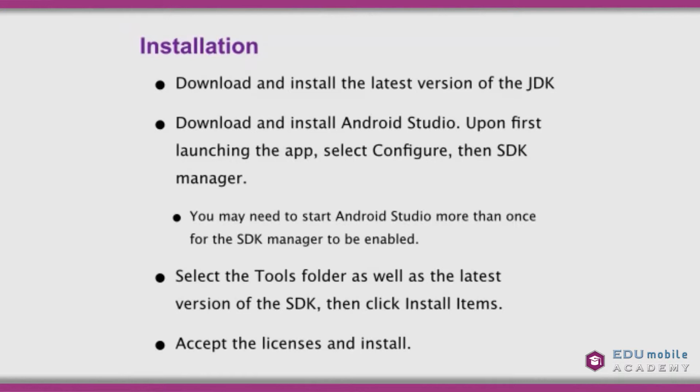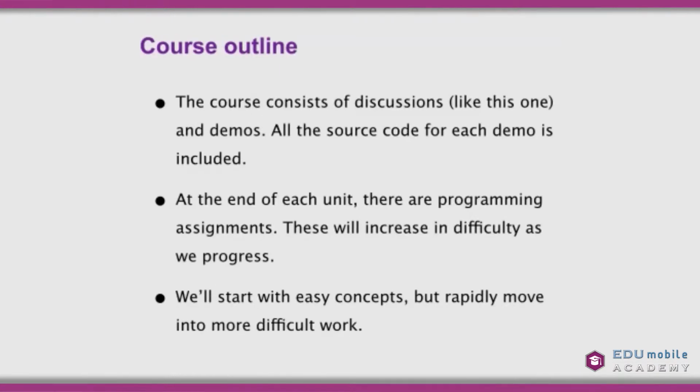Finally, we select the Tools folder, as well as the latest version of the SDK. And then we click Install Items. And when we see the SDK Manager in the first demo, I'll show you where this is. And then we accept the licenses and we install that particular SDK that we want. So that's the installation process, at which time you can start a new Android development project.